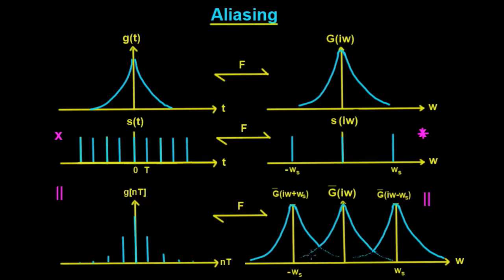And the loss of these parts of the signal is actually unrecoverable, meaning we're not going to be able to get back to the original function if we were to do an inverse transform. And this is the phenomenon of aliasing.